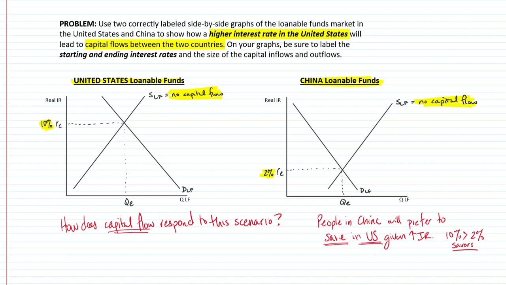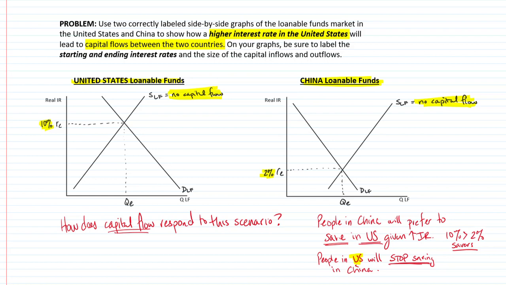We could also imagine that if there were capital flows happening here, people in the US will stop saving in China. And really, this doesn't only have to be people in these two countries. It might not be people in the United States. It might be people all over the world, right? Anybody in the world is going to prefer saving in the United States over saving in China, given the parameters of a higher interest rate in the United States and a lower interest rate in China at this time.